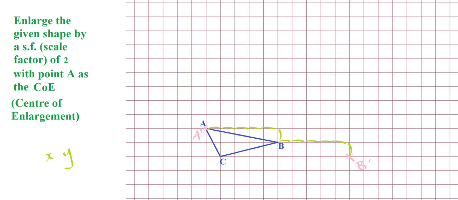Okay, I return now again to the center of enlargement, which is point A, and work out how to enlarge point C. So how do I get to C? 1 across and 1, 2 down. 1 across, 1, 2 down. And so yes, I know that right here we have point C dash. So all I have to do now, theoretically anyway, is line them up and draw the enlarged triangle. There we go. Job done.